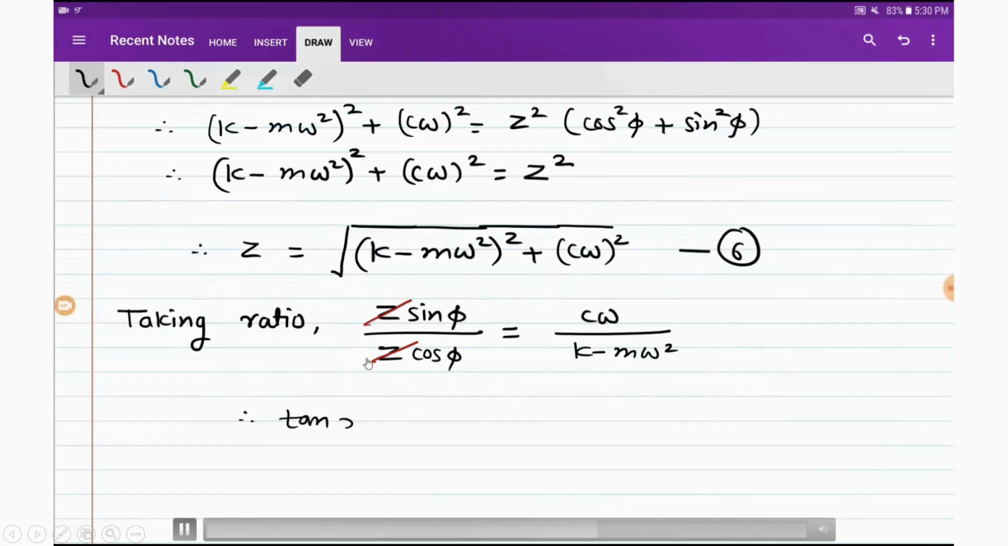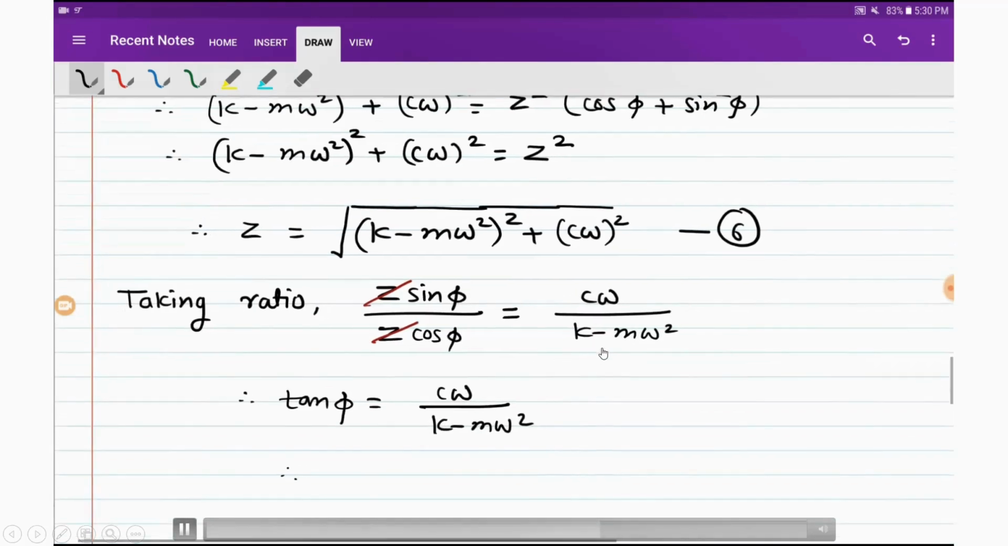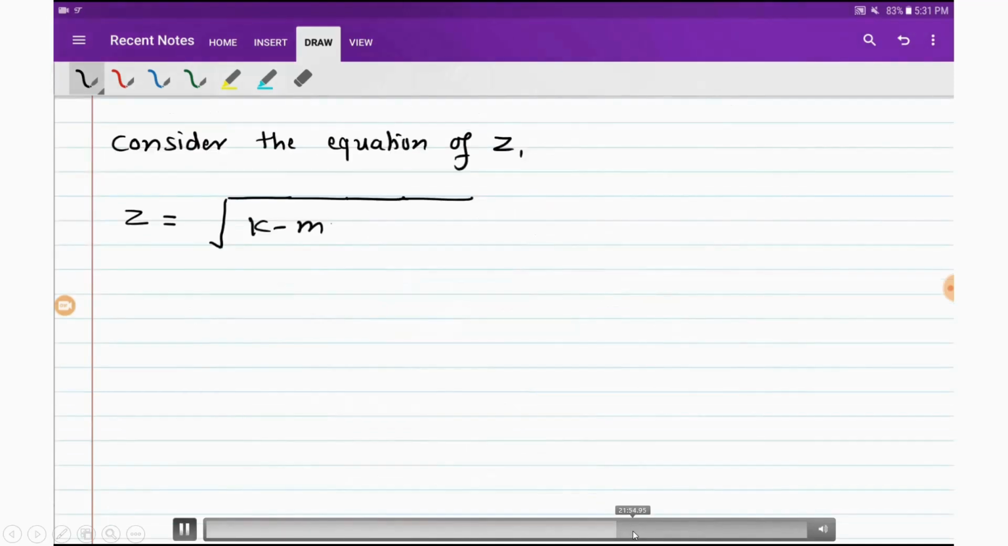If you take the ratio, then z sin phi divided by z cos phi will be equal to: z sin phi value is c omega, z cos phi value is k minus m omega square. z will get cancelled out. Sin upon cos is tan. So phi will be equal to tan inverse of c omega divided by k minus m omega square.